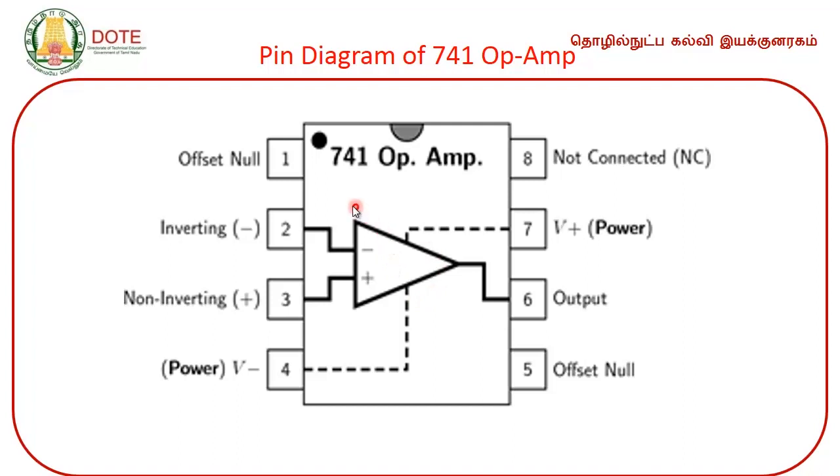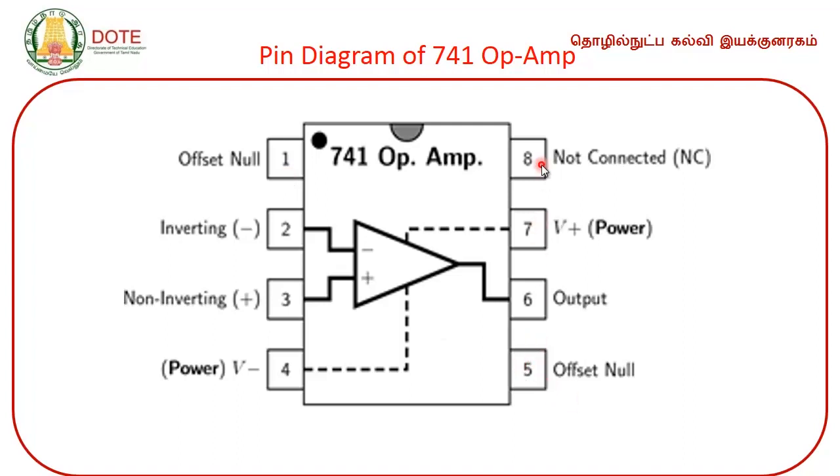What are the remaining pins? Pin number 1 is called offset null. What is offset? In the operational amplifier, when the voltages at both the inputs are equal, the output voltage should be 0, right. But practically there will be some voltage, it is called offset voltage. We are going to discuss it later. To nullify it, we have pins over here, pin number 1 and pin number 5, right.